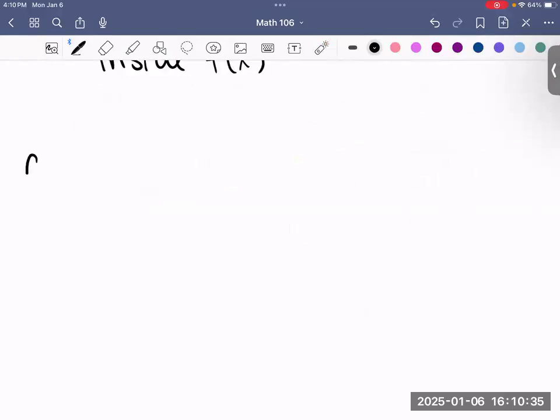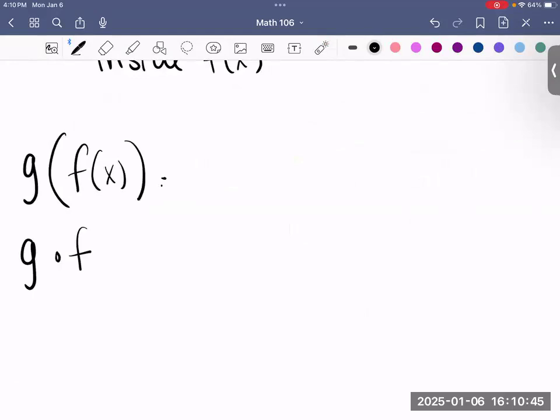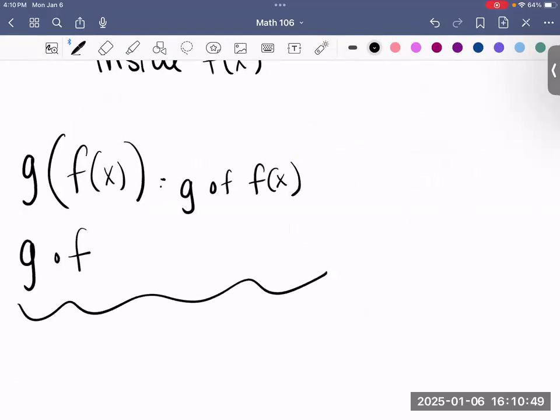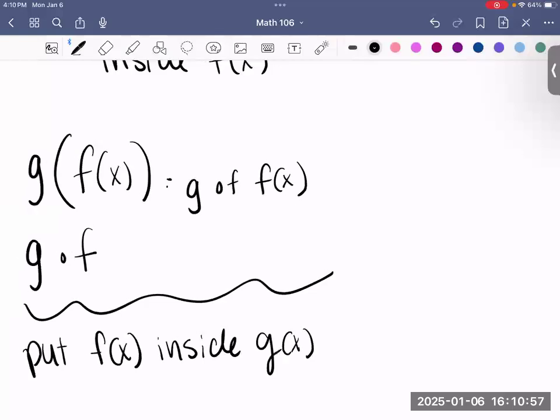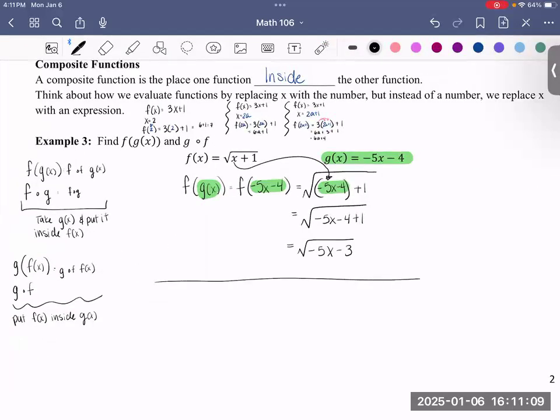Let's have you guys find g of f of x, or gof. This just says g of f of x. Put f of x inside g of x. Whatever's on the inside is going to go on the inside, if that makes sense. Whatever's the second one is the one going on the inside. They will produce different results the majority of the time.